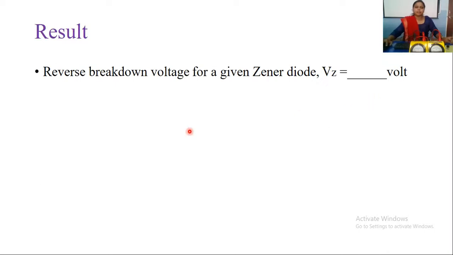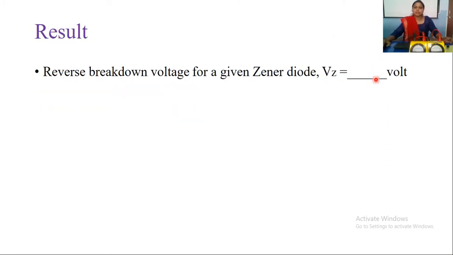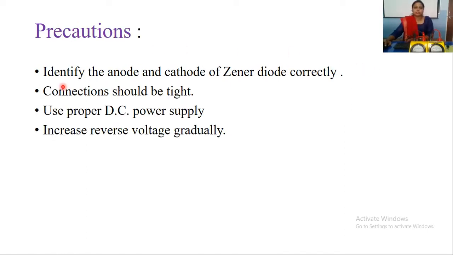After getting the graph, we will simply write the result, that is, the reverse breakdown voltage for a given Zener diode is Vz. Vz is equal to the value you have to write here. So mainly this value you will get from the graph only. Now precautions. These are some precautions we have to take while performing this experiment.